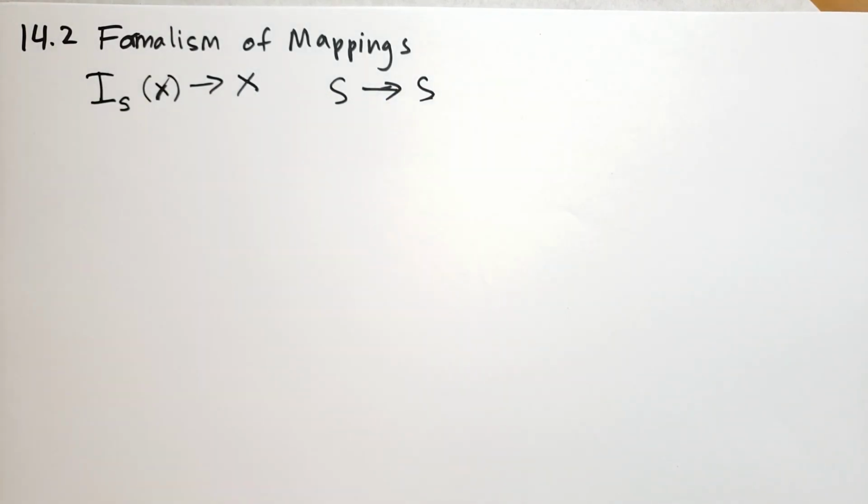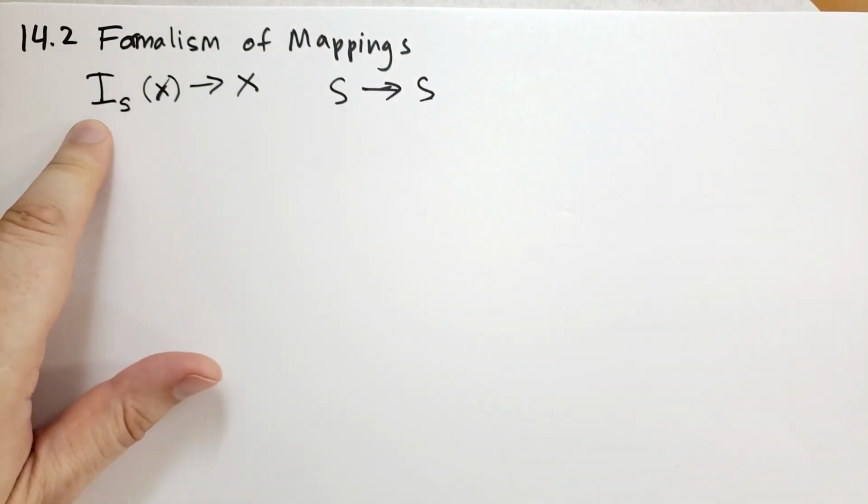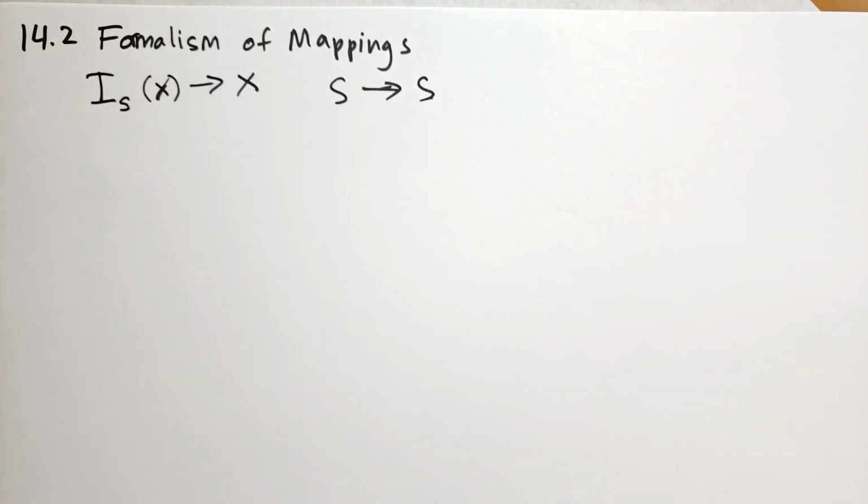And we sometimes just omit the subscript S because we understand that the identity mapping can work on any set, really, if you think about it. Any set you can imagine, there's an identity mapping that will map things back into itself, okay?